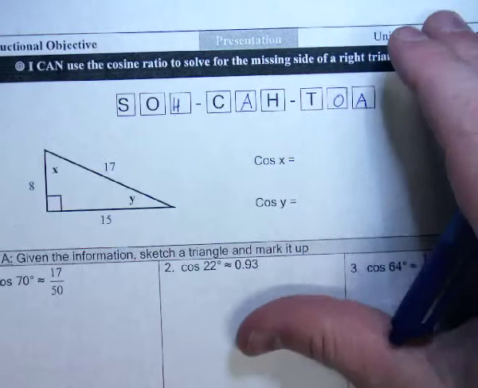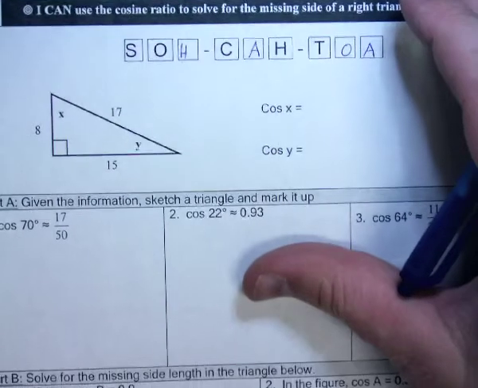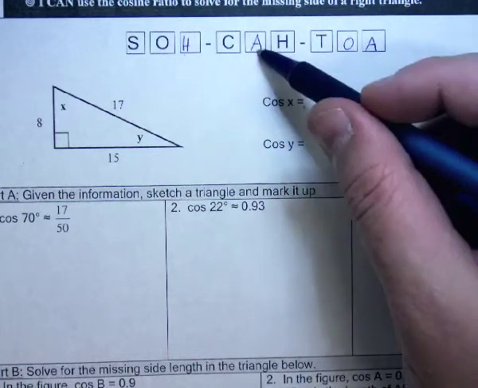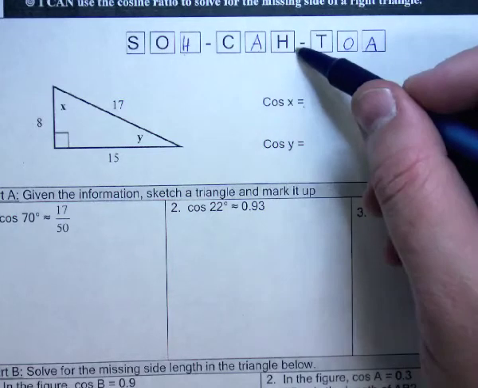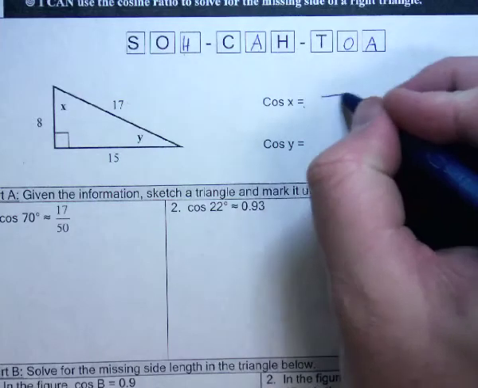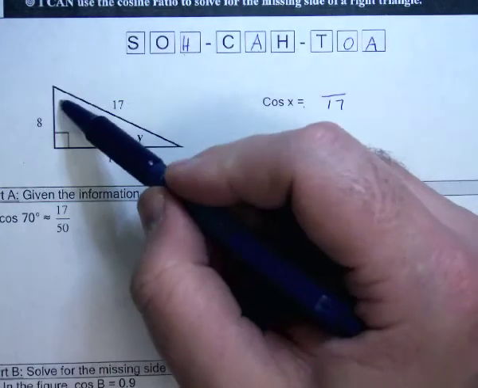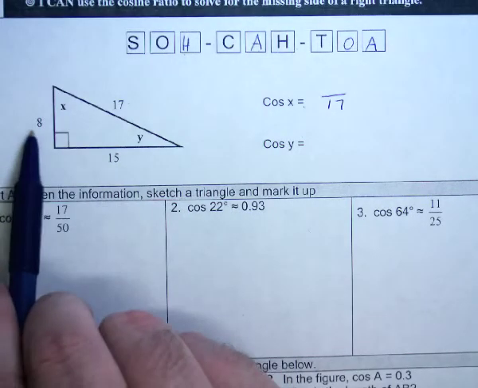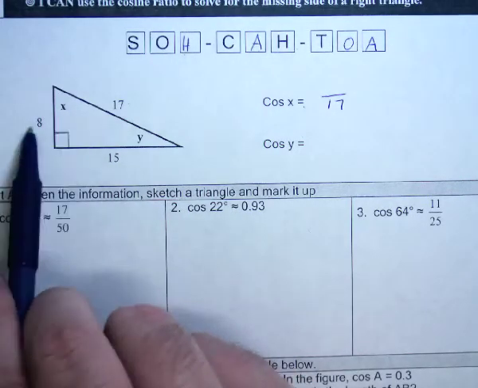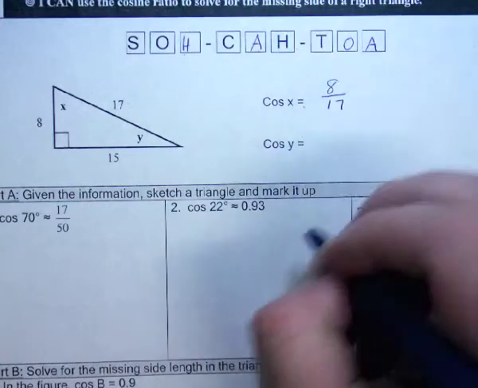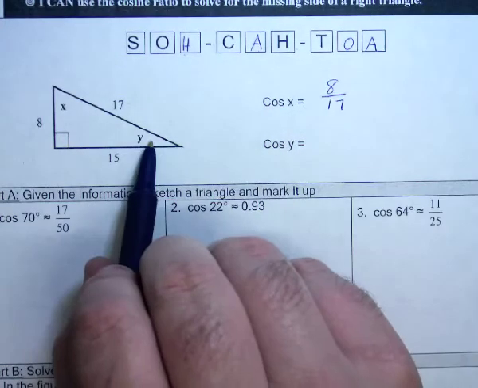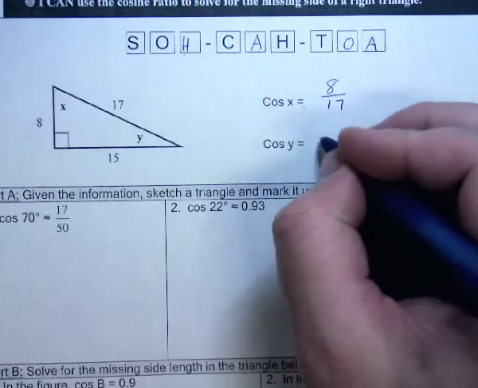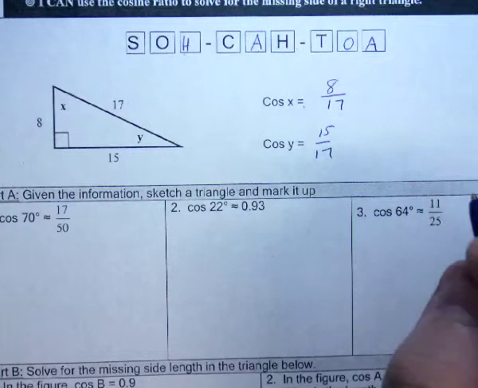So, we're doing our last little ratio here. It's cosine. So cosine of x is adjacent over hypotenuse. The hypotenuse is very easy. It's 17. So when I look here for x, the side that's adjacent is 8. Adjacent, remember, means next to, so 8. Cosine of y is going to be adjacent over hypotenuse, so it's 15 over 17.